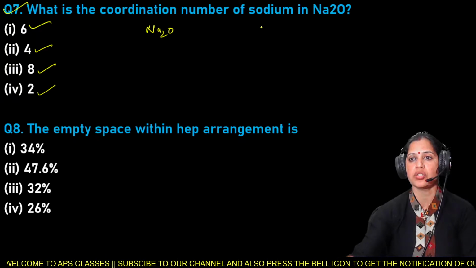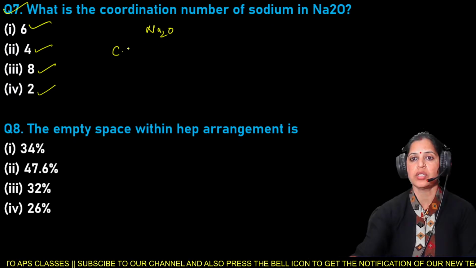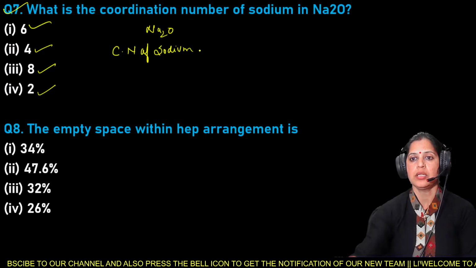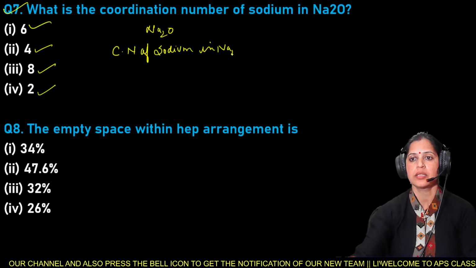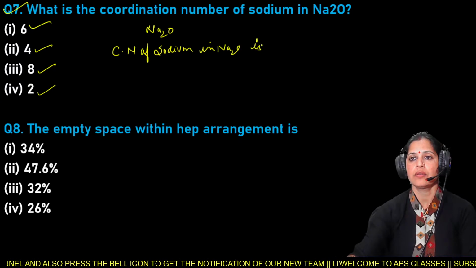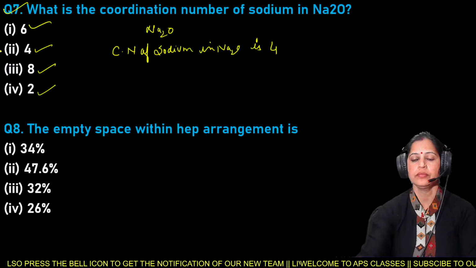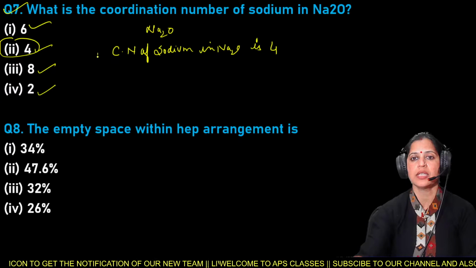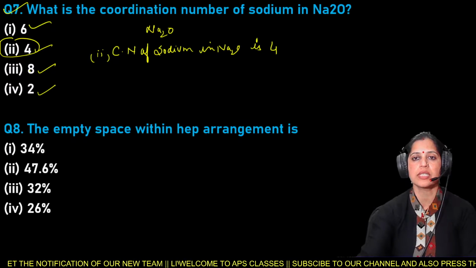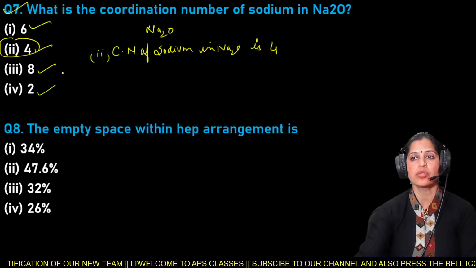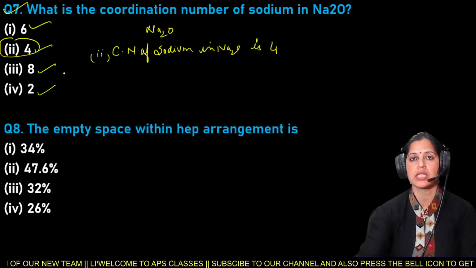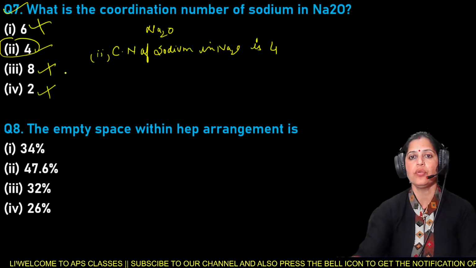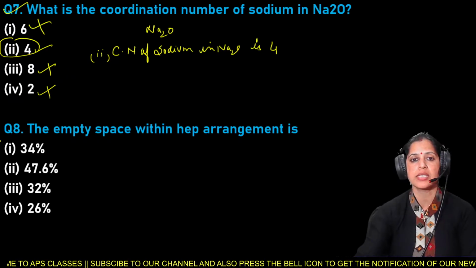So here the coordination number of sodium in sodium oxide is 4. So here option second is the right answer for question number 7. The coordination number of sodium in sodium oxide is 4, not 6, not 8 and not 2. The rest are the wrong options, but only 4 is the right answer for question number 7.